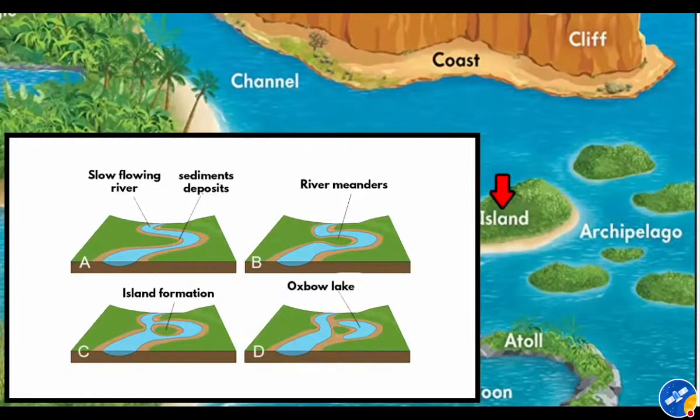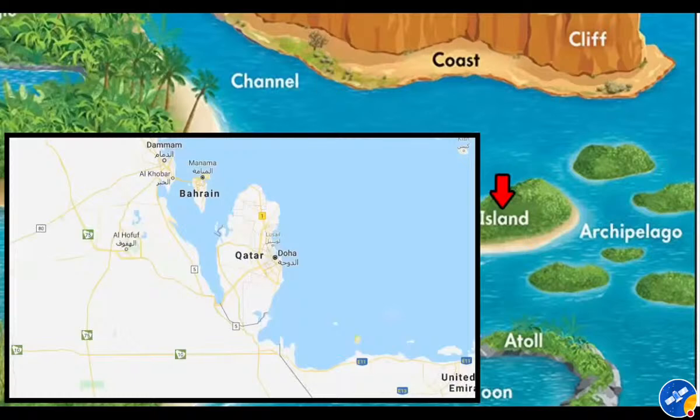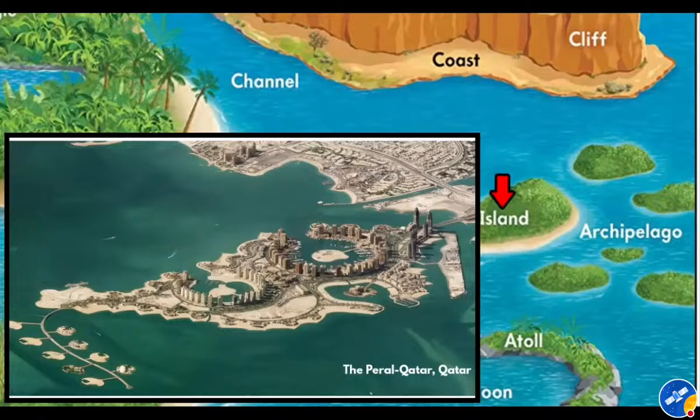When rivers flow, sand and other debris are picked up by the river current, which is called erosion. These sediments get deposited in certain areas. Over time, it creates a landmass, which is nothing but an island. And then finally, islands can also be man-made. The country of Qatar, which is an island itself, has made islands in many shapes to build communities on.